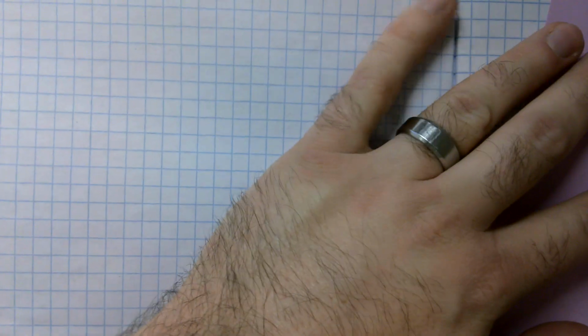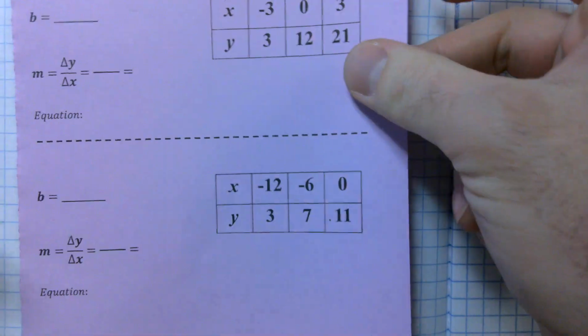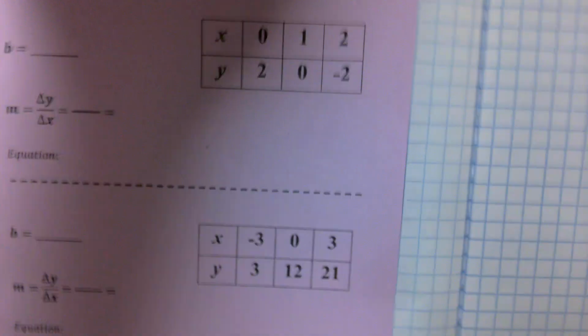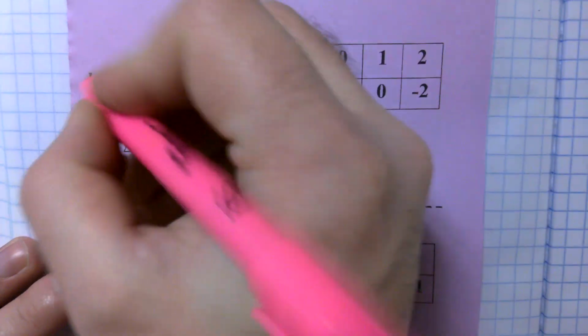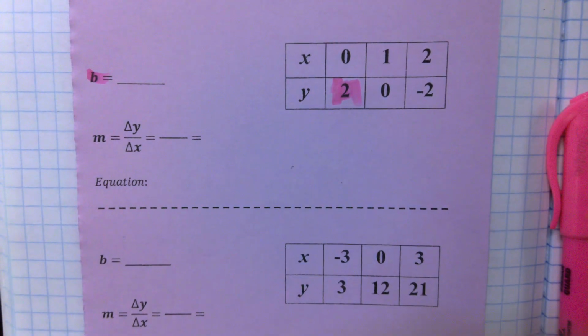You guys got the second page right? Yeah? Okay. Do you guys see an x value of 0 on that first table there? Yeah. What do you see directly under that 0? 2. I see a 2. That's your b value. That's my b. Right away I know b is equal to 2.